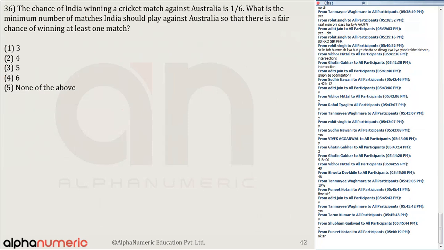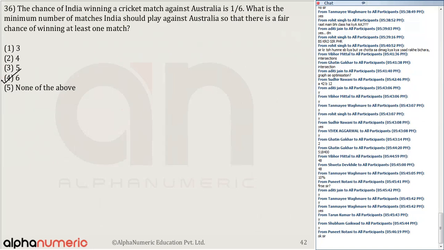ओके, 36 देखते हैं. How many of you have got it right? 36. 8 of you are saying option 4. That's right. The chance of India winning a cricket match against Australia is 1/6. What is the minimum number of matches?